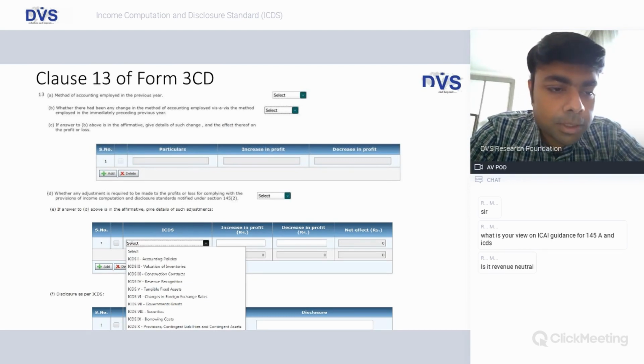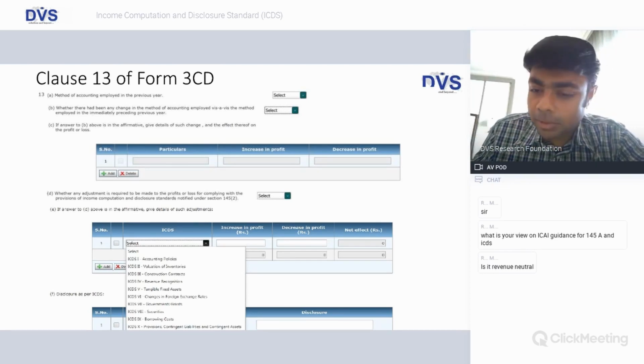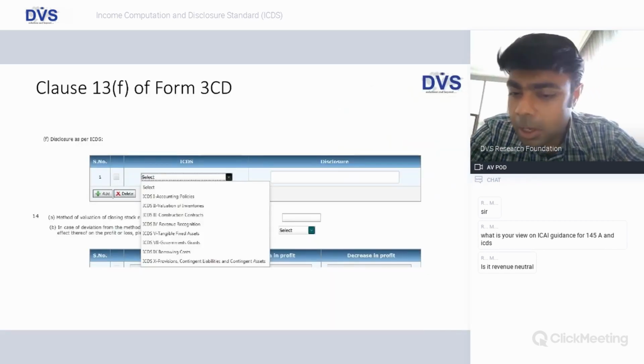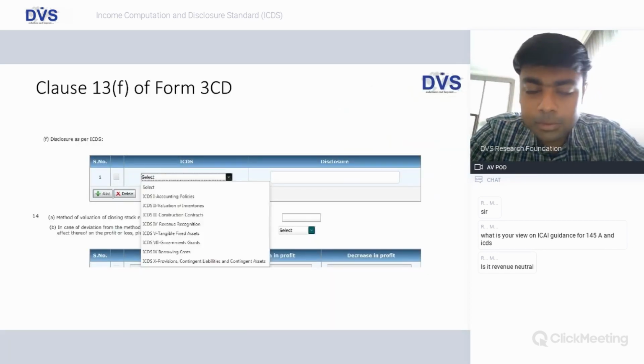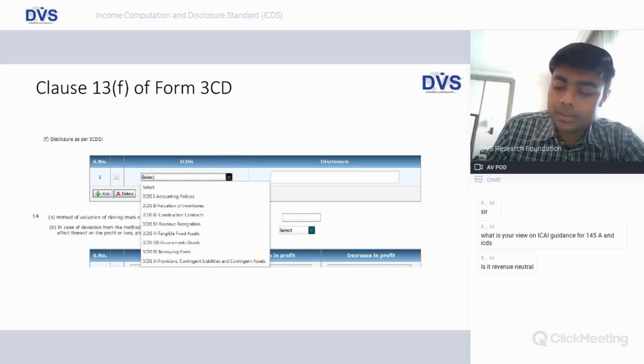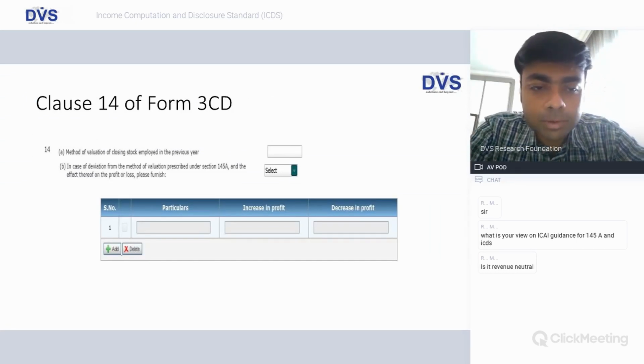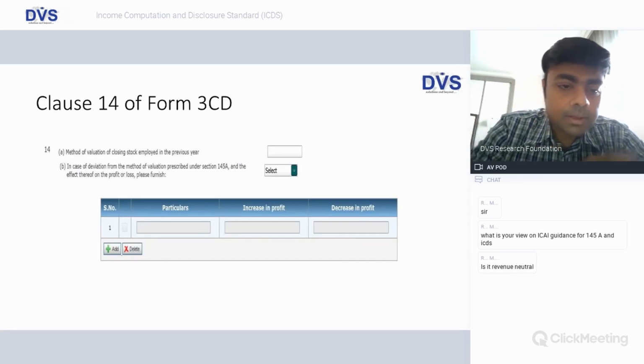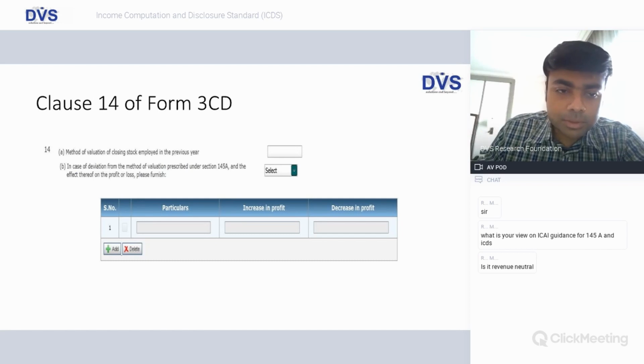So this is how the data needs to be keyed in. Wherever there is a change, you need to disclose the standard and the increase or decrease in profit consequent to applying the standard. Very clear, the intent of the revenue is to ensure that there is no leakage as far as application of ICDS is concerned, and that the assessee has categorically followed ICDS. Similarly for valuation of stock as well.